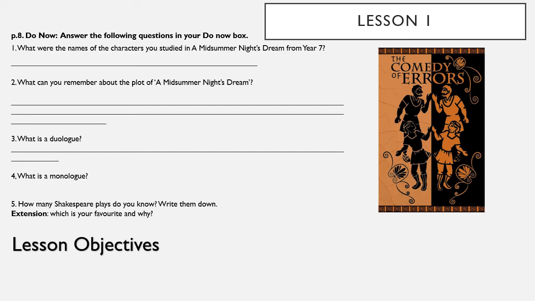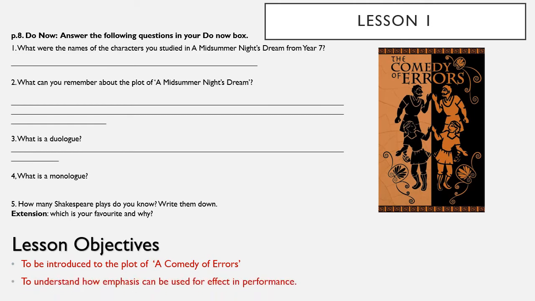All right then, so these are our lesson objectives and you'll need to write these in your booklet as well. So we've got 2 for today. You've got to be introduced to the plot of A Comedy of Errors. So you're going to learn a little bit about the play today. And then we're going to look at understanding the text and how emphasis can be used for effect in performance.